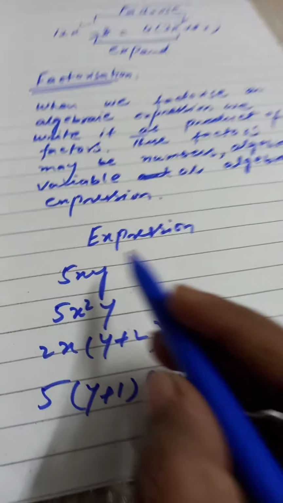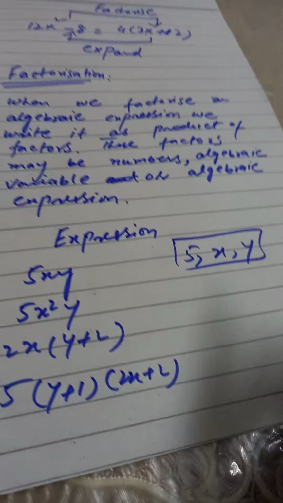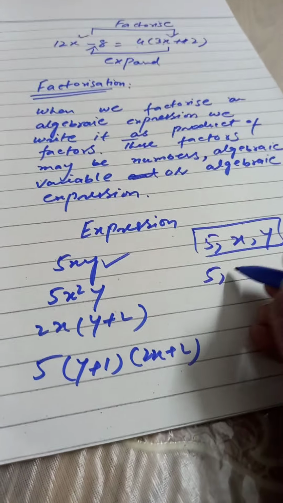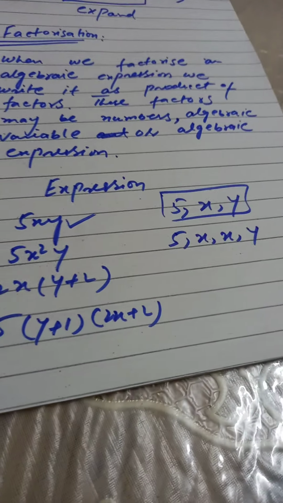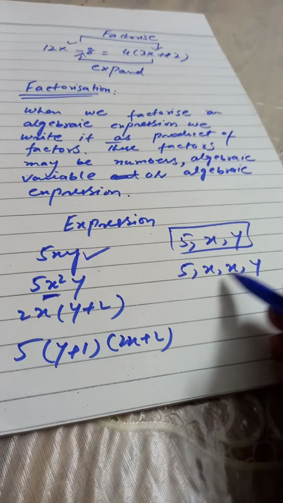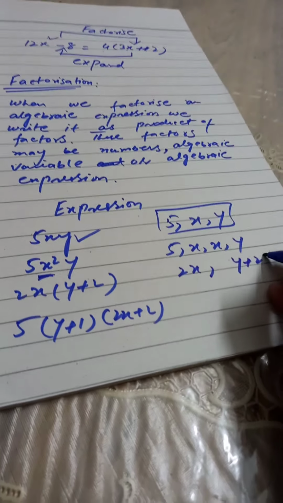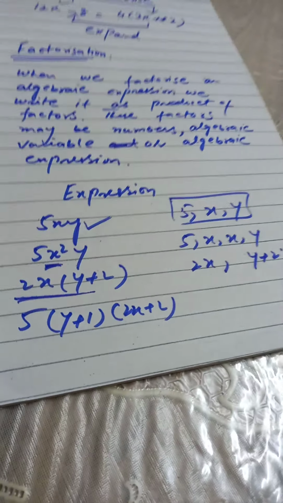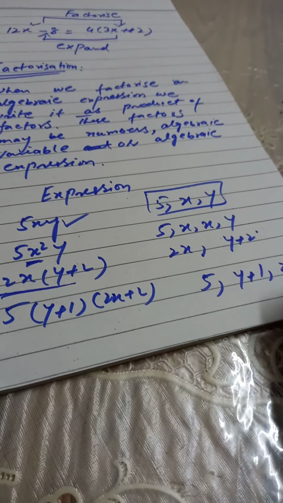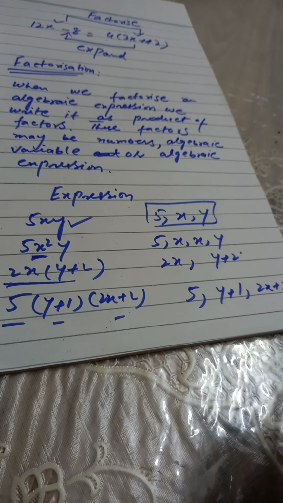Now look here class, these are the factors of 5xy: 5, x and y. If we say 5x square y, the factors are 5, x, x and y; x is a factor two times, so we write it two times. Here 2x and y plus 2 are the two factors of this expression. For 5, y plus 1, 2x plus 2, these are the three factors of this expression.